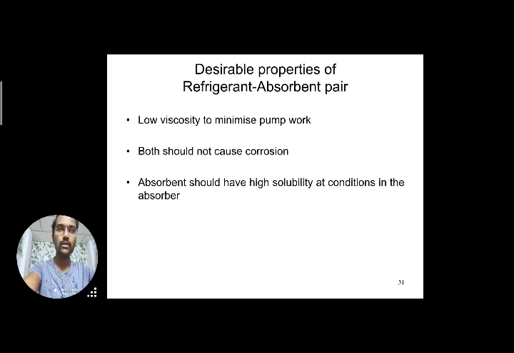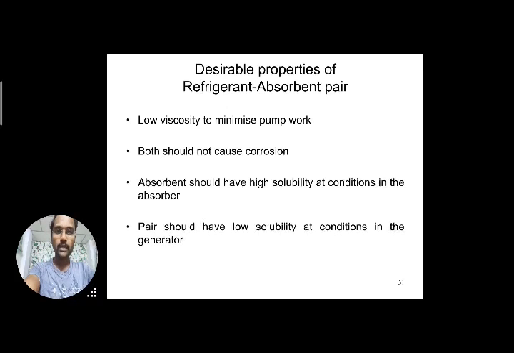If there is high viscosity, special types of pumps should be used, where the cost of the overall equipment will increase. And the combination of these two should not affect the pipeline material. It should not cause any corrosion, right? So the absorbent should have high solubility at conditions in the absorber. Next, the pair should have low solubility at conditions in the generator.